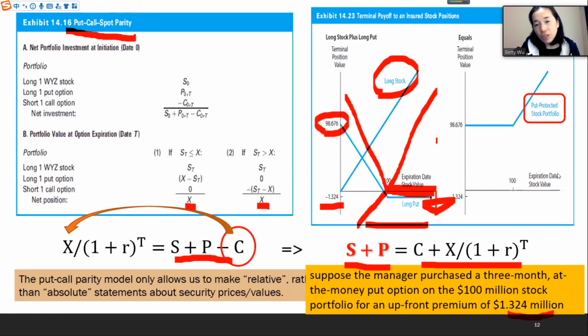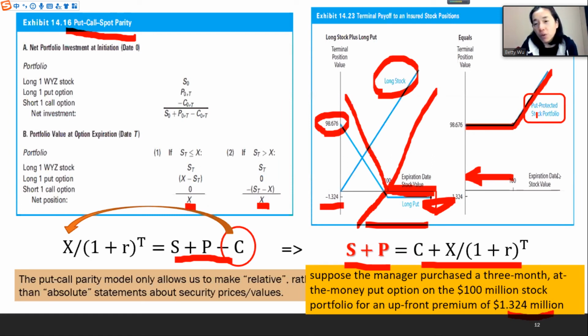But the combination of these two will give you this. So your position is protected from downside risk. If the price drops, you're capped. So your position is capped. But in the meantime, you can enjoy the upside benefit.